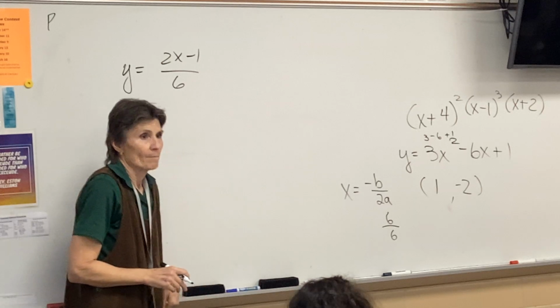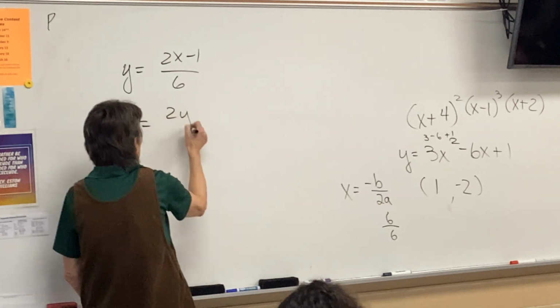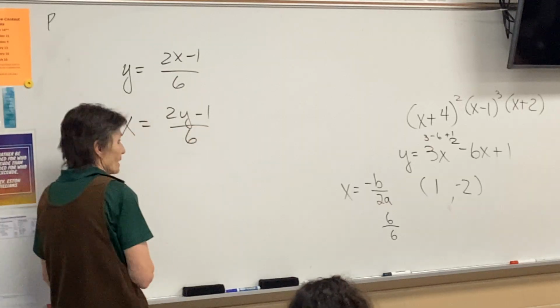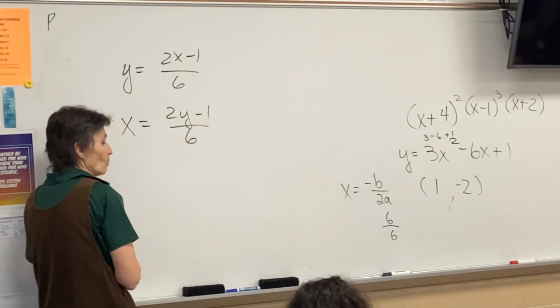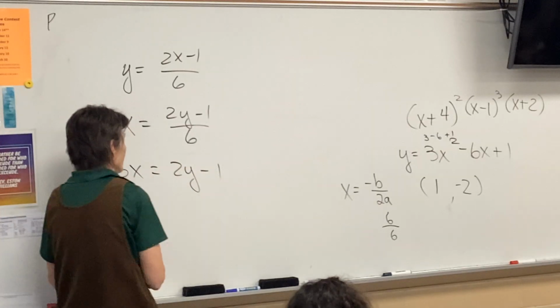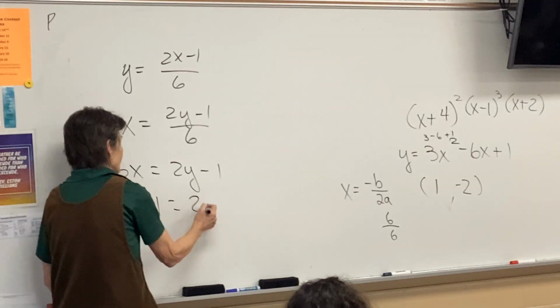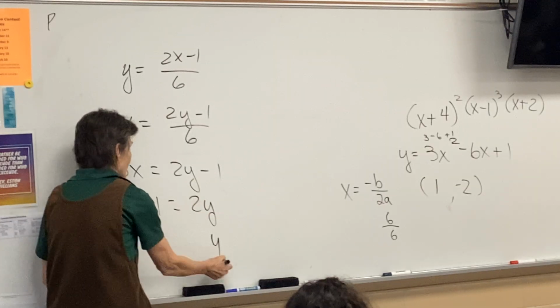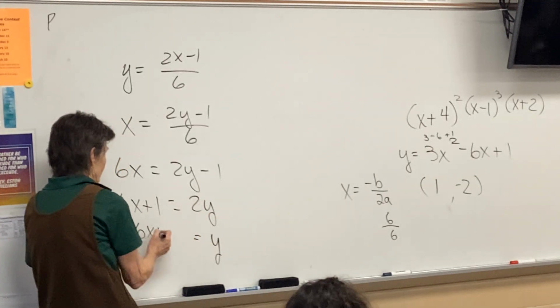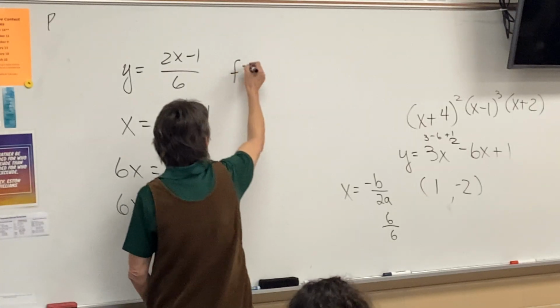Don't you go to the other side somehow? We switch our variables and then solve for y. So 6x equals 2y minus 1. I'll add 1 and divide. And that is my inverse.